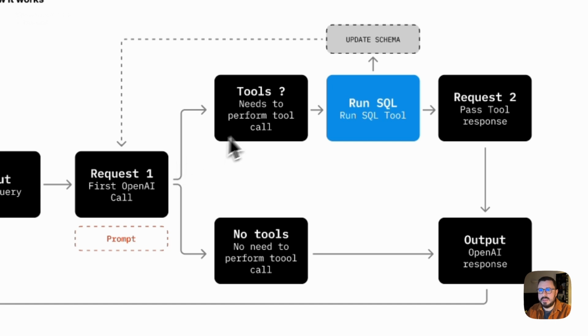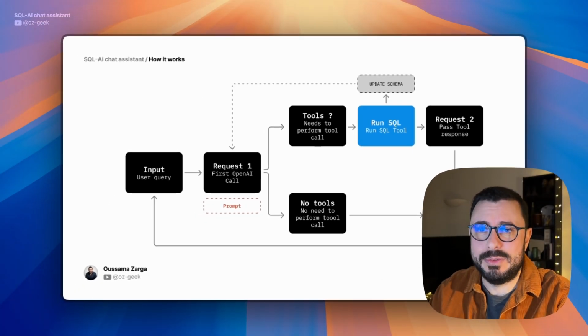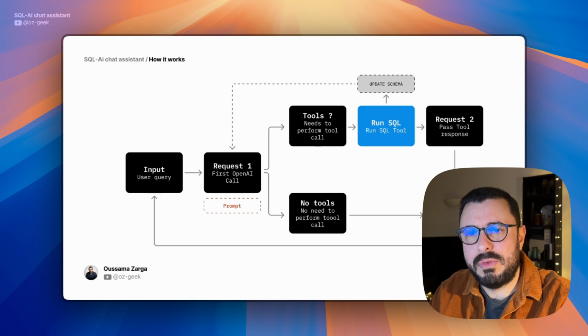If yes, the model will determine that an SQL query is required before responding to the user. If no, the model has all the necessary information and can generate a direct response, routing it directly to the output. But wait, what exactly are tools and how do they work? Let's check out OpenAI documentation for a deeper dive.